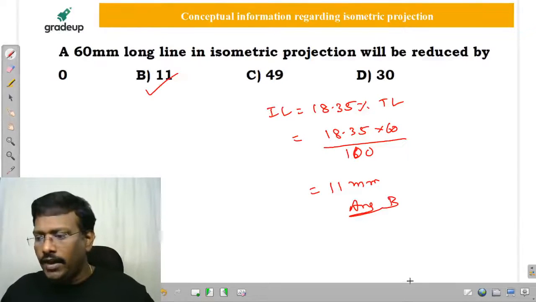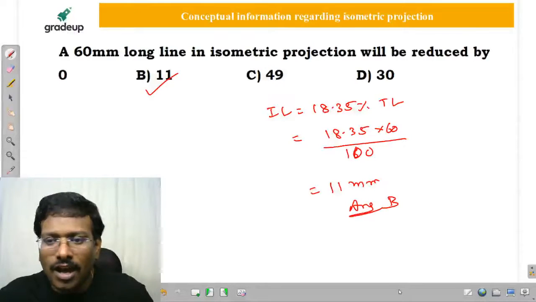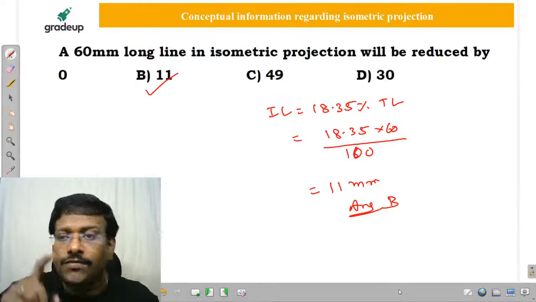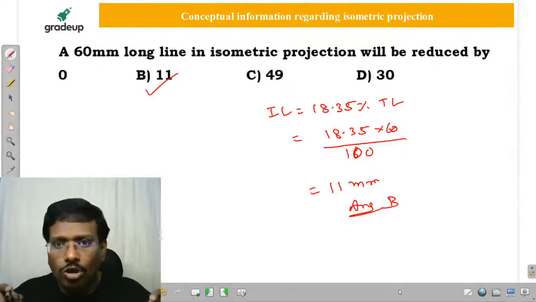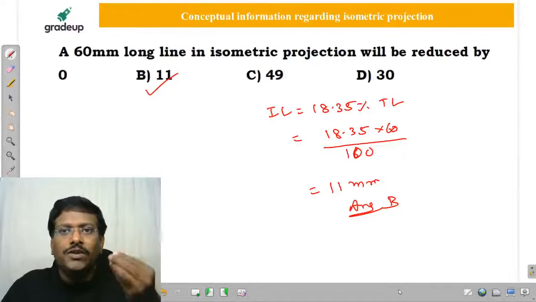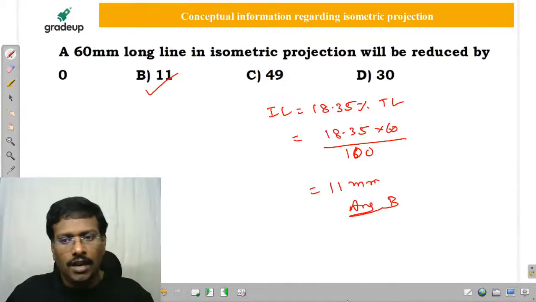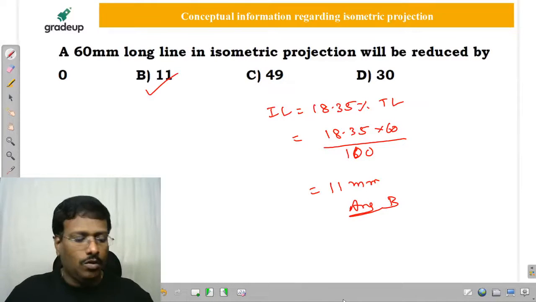Is it clear, my dear friends? Alok Kumar, be careful. How much it appears means 49. How much we have to draw means 49. How much is the reduction? How much will be reduced means 11. Is it clear? I hope now you got it. Now, next one.